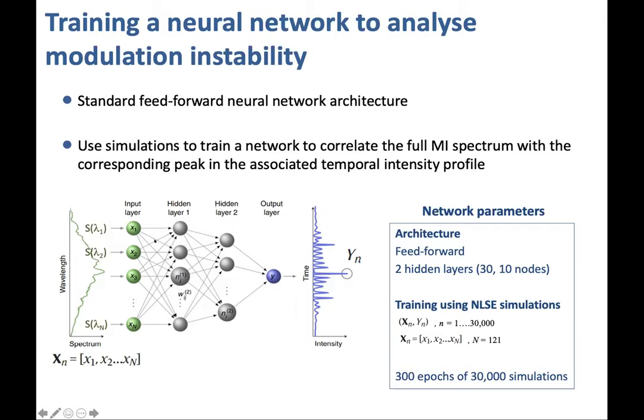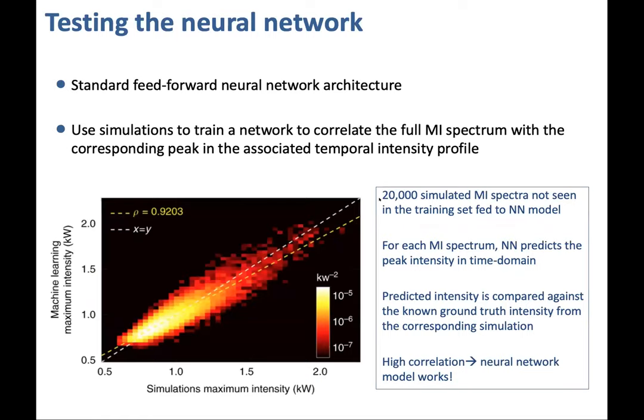Once the network had been trained, we tested it with 20,000 simulated spectra which were not seen in the training stage, to avoid any bias. For each spectrum that we feed, we ask the network to predict the peak intensity in the time domain. Then we compare this predicted intensity with the known ground truth intensity from the corresponding time domain simulations. And you can see that we obtained an extremely high correlation, above 0.9, meaning that the network is in fact able to correctly predict the maximum intensity in the time domain associated with a particular single shot spectrum.